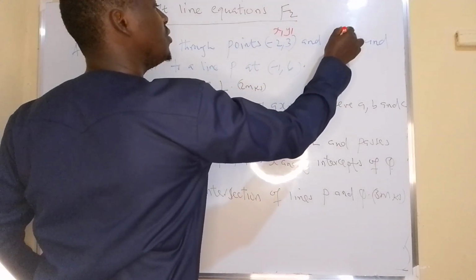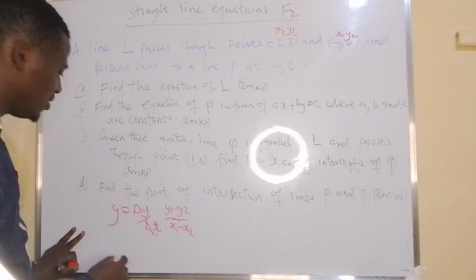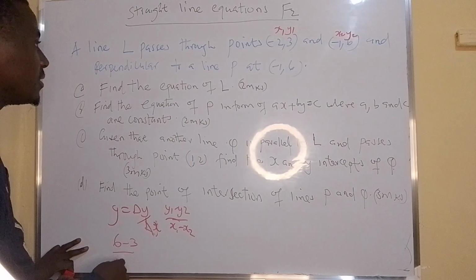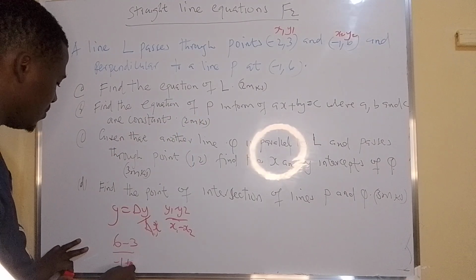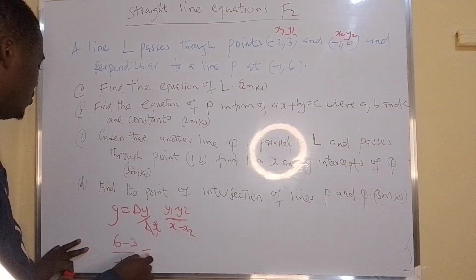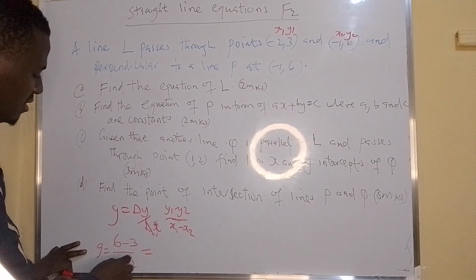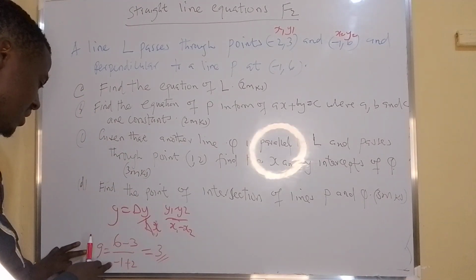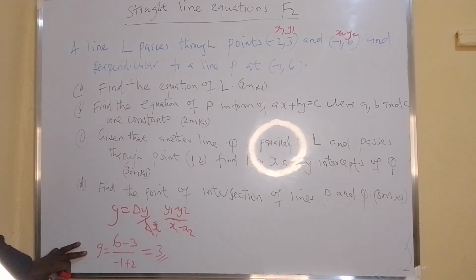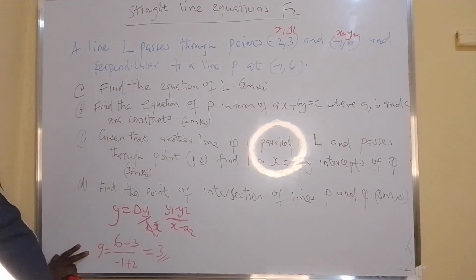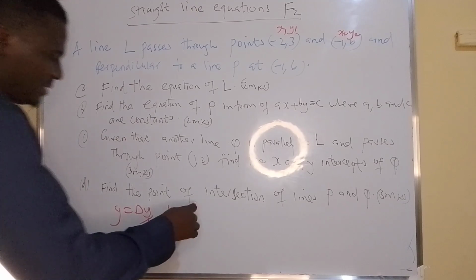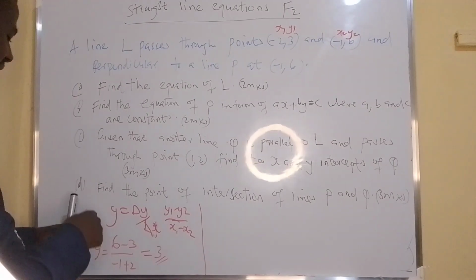So this means that we are going to get 6 minus 3 over -1 plus 2, because minus minus becomes plus. The gradient of this line will be 3 over 1. -1 plus 2 is 1, because minus one and then adding two makes it positive there. So from there I get that the gradient of this line is 3.